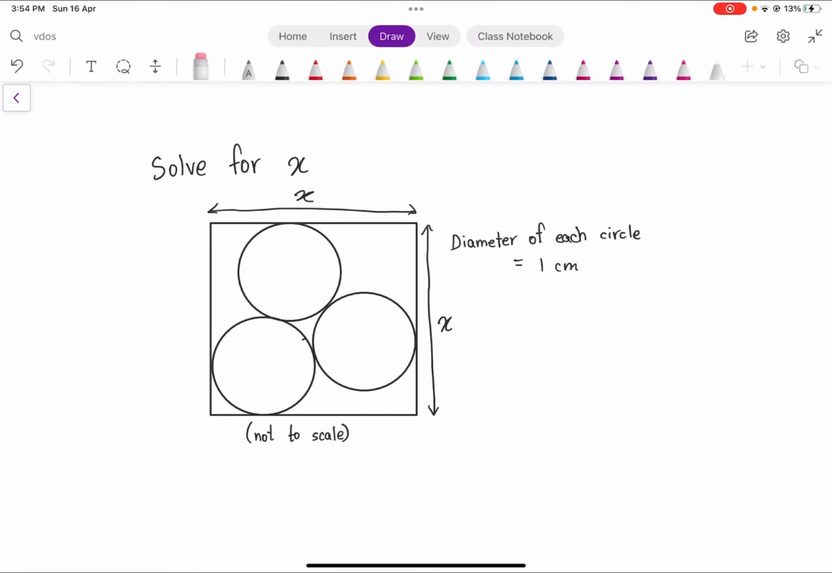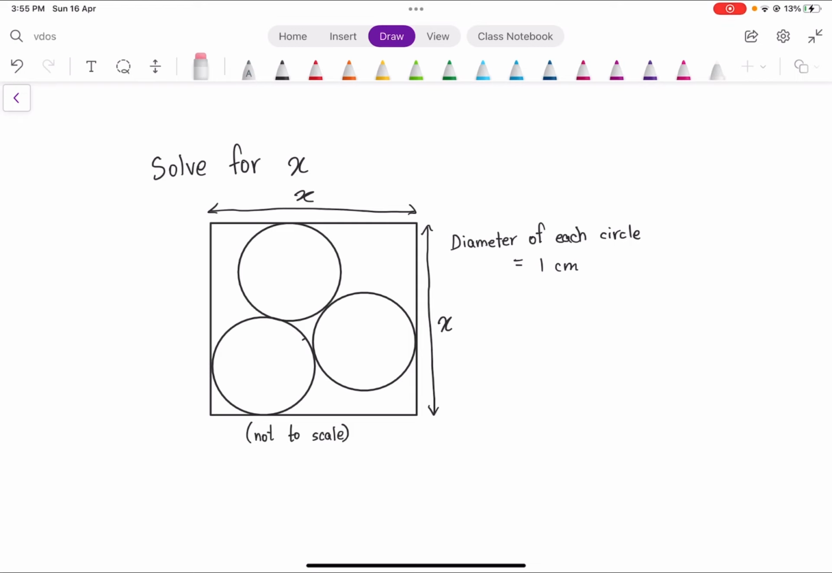Hi everyone, today we're going to be stepping aside from what we usually do and we're going to be solving a problem. This problem has appeared in a math Olympiad from Sweden, and this may seem like an easy question, but it isn't as easy as it looks.